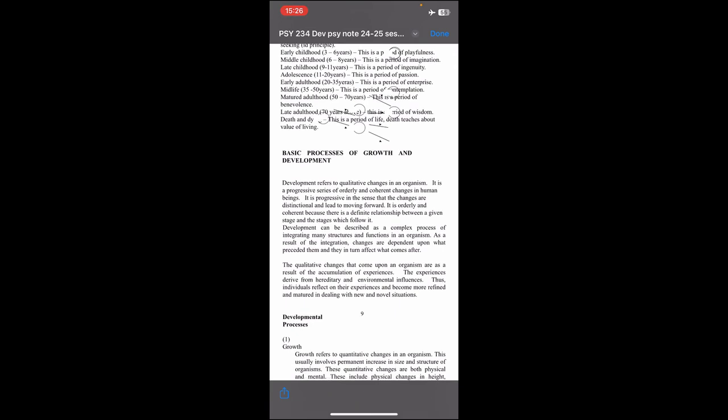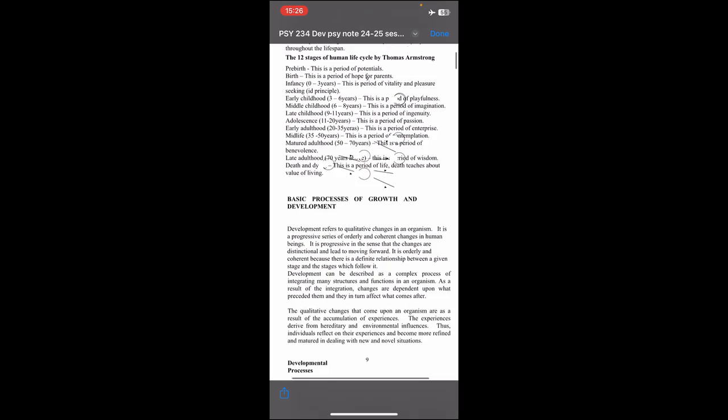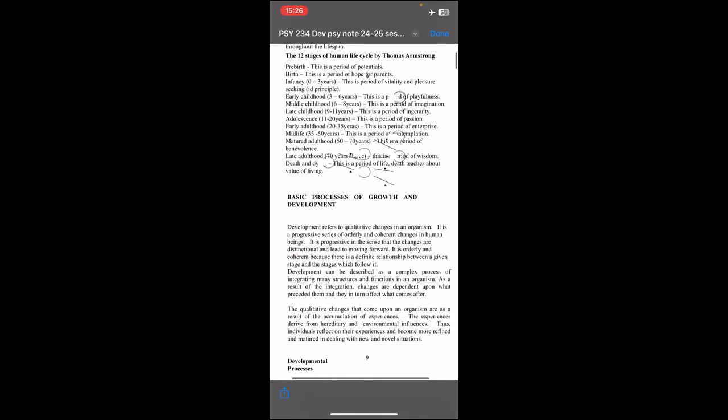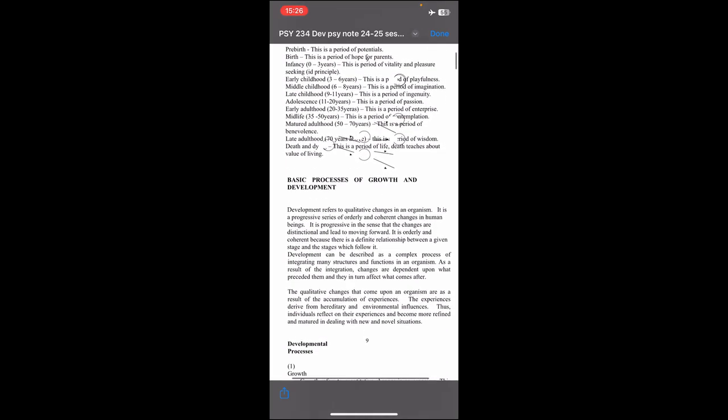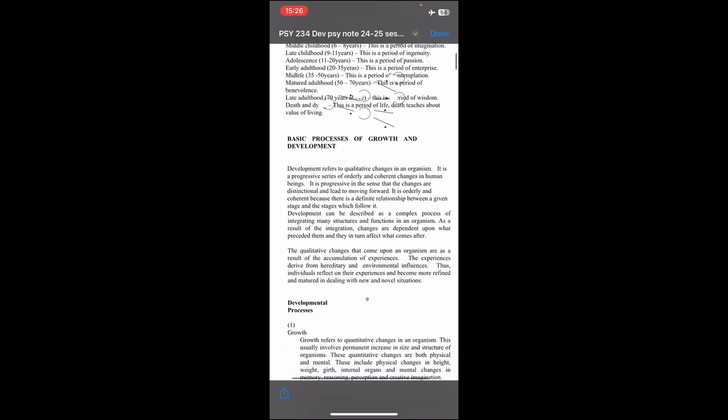So then death and dying. Some people say that death gives life value. So I'm guessing Thomas Armstrong also thinks that. So this is a period of life. Death teaches about the value of living. Because you know you are going to die, you think, oh, let me do this, let me do that. If life was unending, you wouldn't have the urge to do something. So death gives you so much meaning in life.